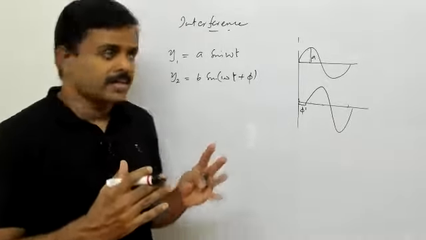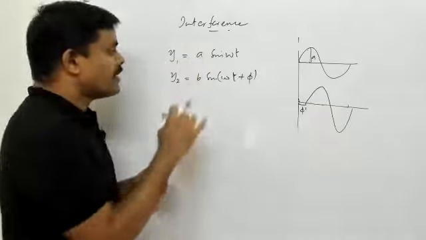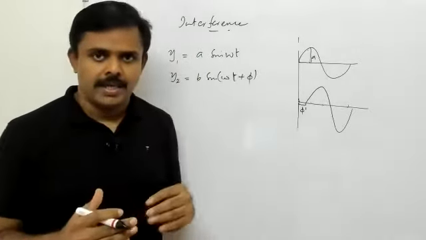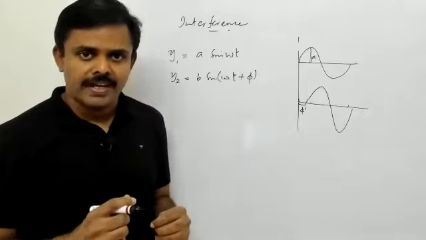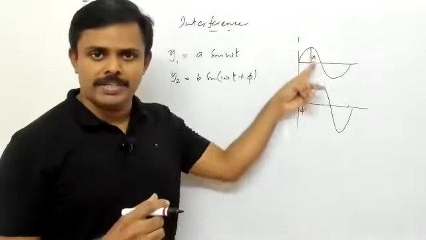Y1 is the first wave. Displacement for the first wave is given by y1 is equal to A sine omega t. A is called the amplitude of the wave. Amplitude means what? The maximum height of the wave.